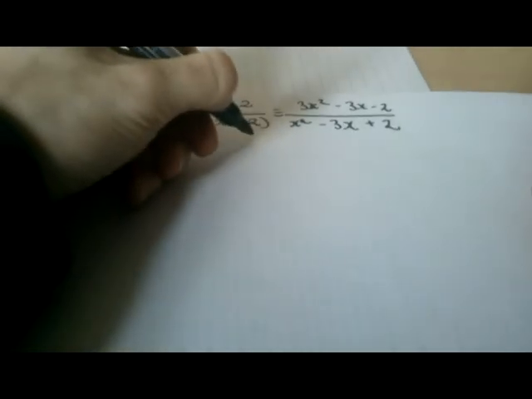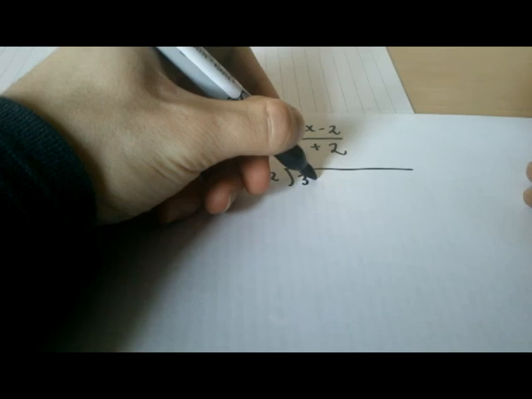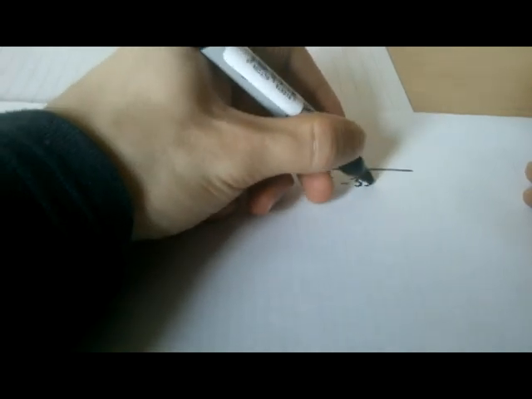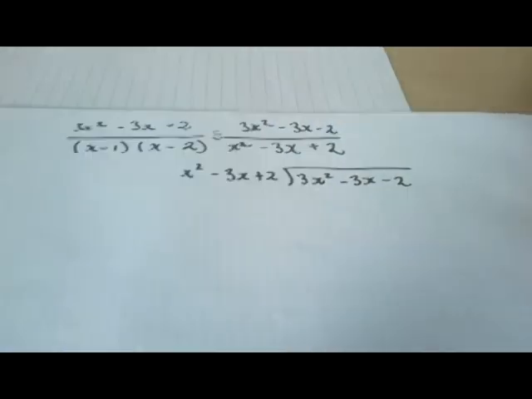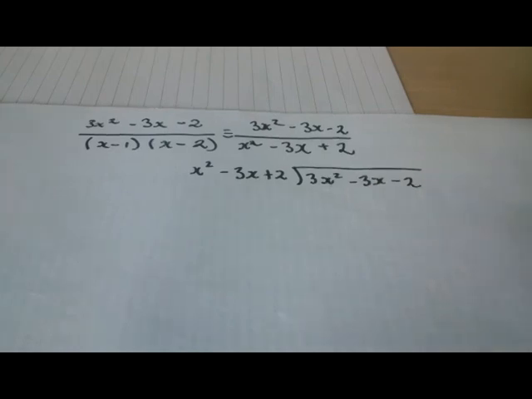So now the first thing we have to do is divide this by this, so we're going to use algebraic long division to solve this problem. So x squared minus 3x plus 2 into 3x squared minus 3x minus 2. Now I haven't made a tutorial yet about long division. That's actually a good idea to do that. I'm just assuming for now that you have the knowledge to do this.